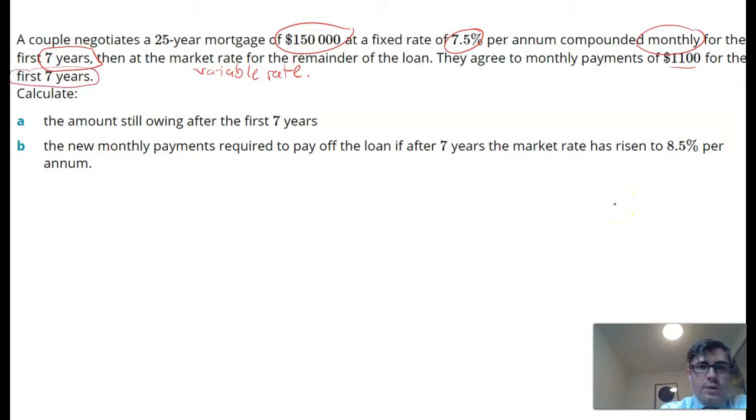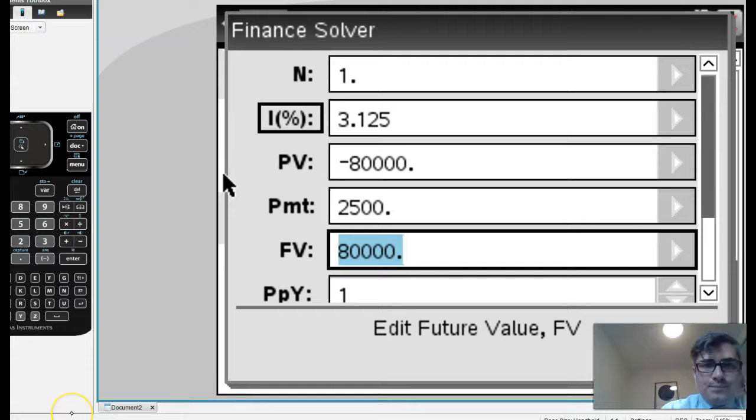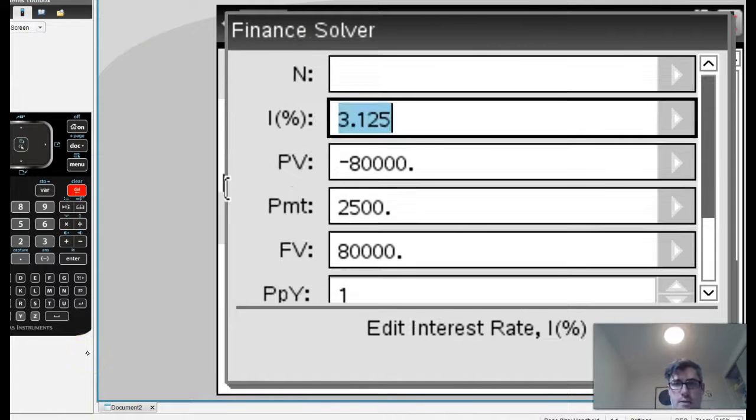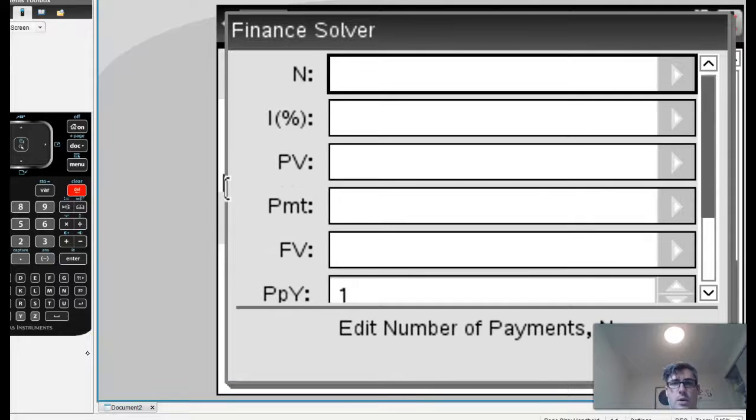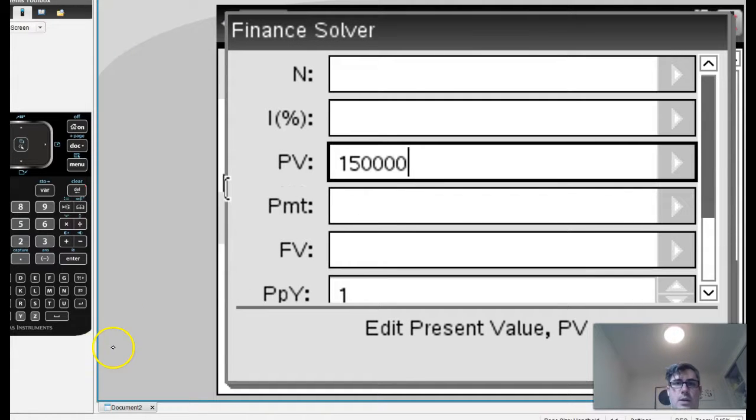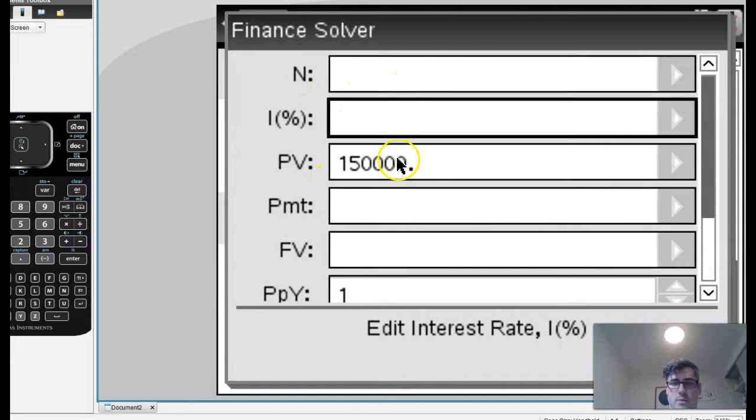Alright, so first of all, find out the amount owing after the first 7 years. So that's your future value at 7 years. First things first, let's just clear this. Alright, so we got a loan of 150 grand, and it was 7 point something percent, wasn't it? Pretty high actually. Not that high anymore.